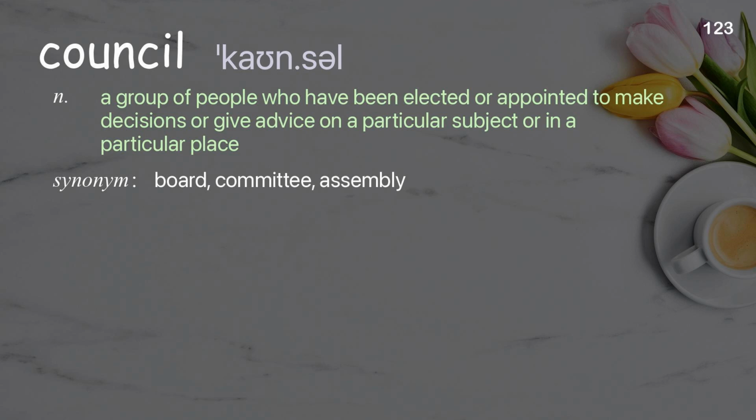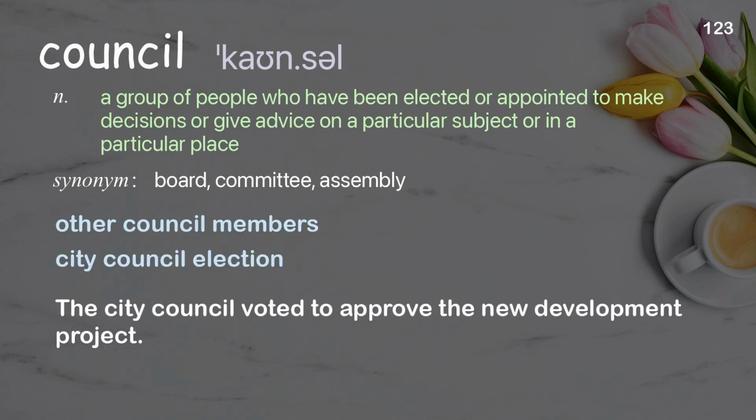Council: A group of people who have been elected or appointed to make decisions or give advice on a particular subject or in a particular place. Examples: Other council members. City council election. The city council voted to approve the new development project.